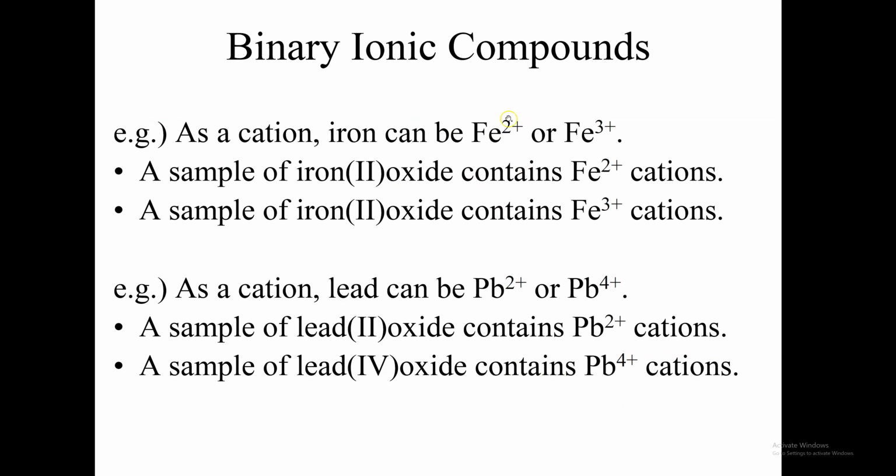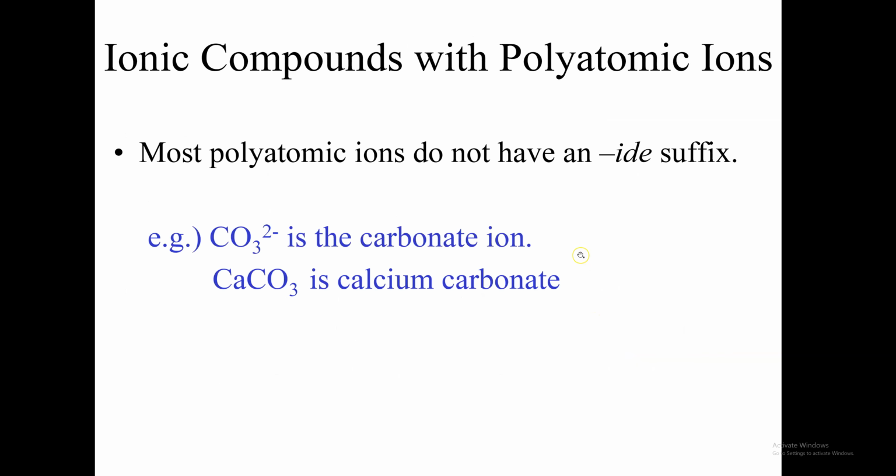Another example is iron 2 and iron 3 plus. In this case, iron 2 has lost 2 electrons, and iron 3 has lost 3. So in this case, it's going to be iron 3 oxide. Here, we have lead 2 and then lead 4, losing those 4 electrons, and then those 2 electrons gives you different types of lead.